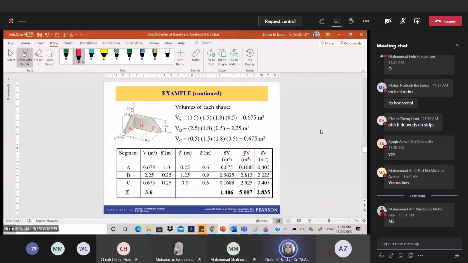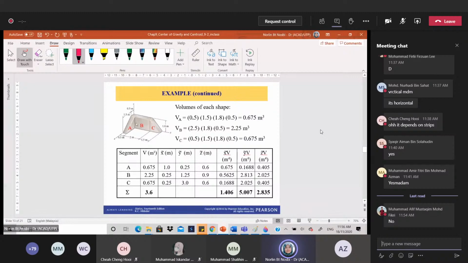And then how about the height? Height is 1.8. And then the thickness 0.5. So when you divide, you want to find the volume for A, you will get 0.675. So you place it back at this column. Same goes to B and C.